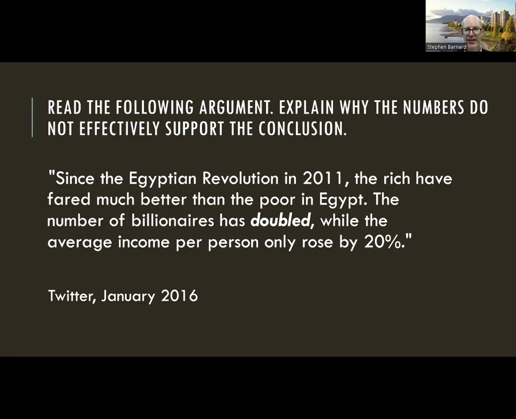Now, in this case, we have a couple of statistics here. We've got the number of billionaires. This would be in the 5 years after the Egyptian revolution. The number of billionaires has doubled, but the average income per person only rose by 20%. These statistics are trying to support the argument that the rich in Egypt have benefited much more than the poor have in the 5 years since the Egyptian revolution. But how do these numbers not actually support the argument?